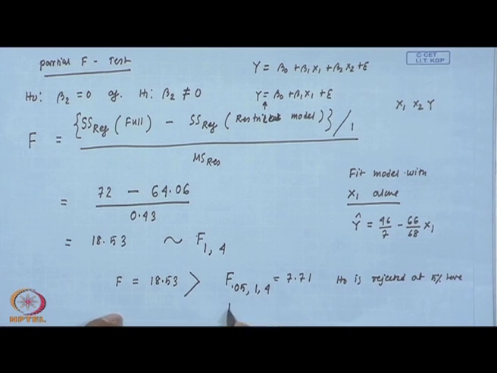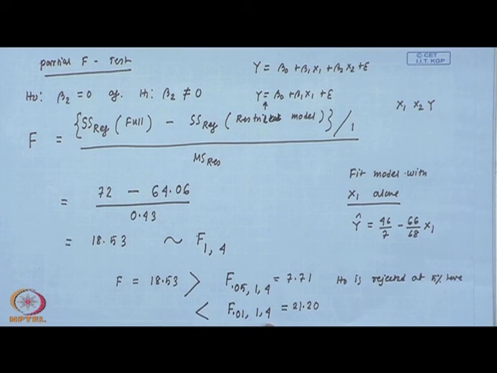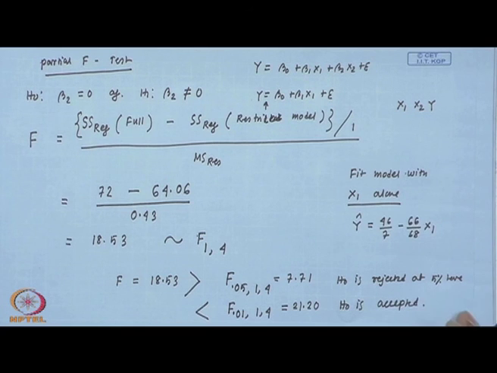So, compute the tabulated value of F, 0.01, 14, that you can check is equal to 21.20. So, the F value is less than this one. So, here H naught is accepted. That means, at 1% level of significance, x 2 is not significant in the presence of x 1, whereas at the 5% level of significance, x 2 is significant in the presence of x 1. So, that is the conclusion of this partial test.